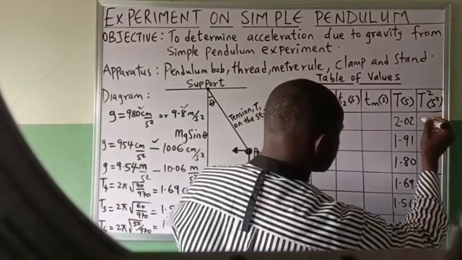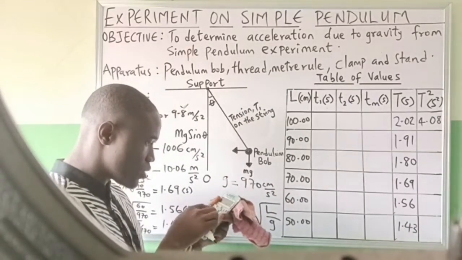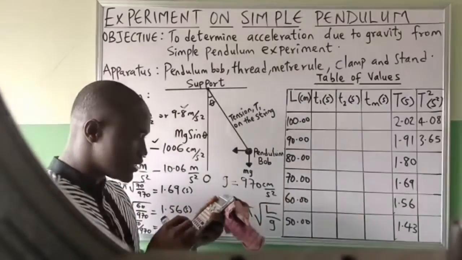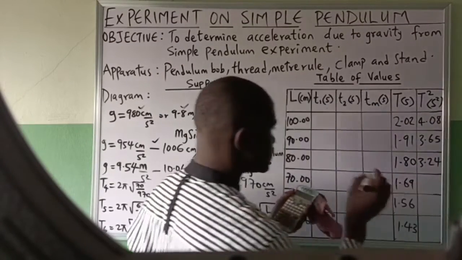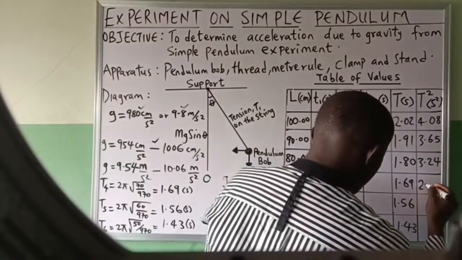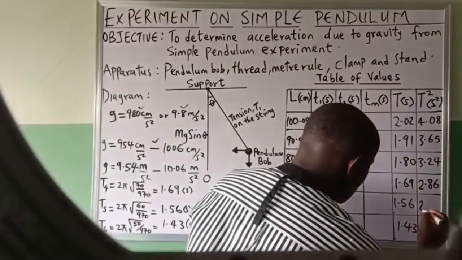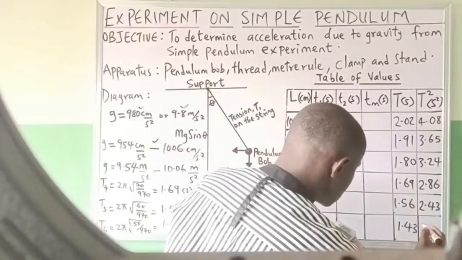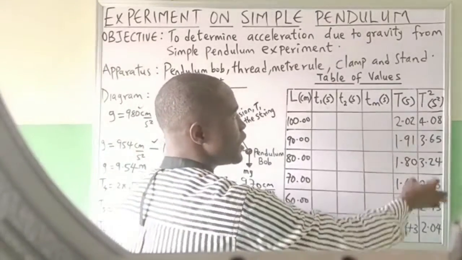That will be 4.0804. 1.91 squared is 3.65 seconds squared. 1.8 squared is 3.24 seconds squared. 1.69 squared is 2.86 seconds squared. 1.56 squared is 2.43 seconds squared. 1.43 squared, that is 2.04 seconds squared. So we have succeeded to get the values of T and values of T squared.